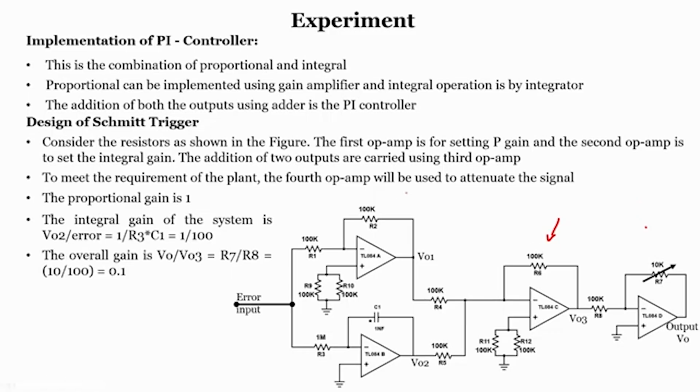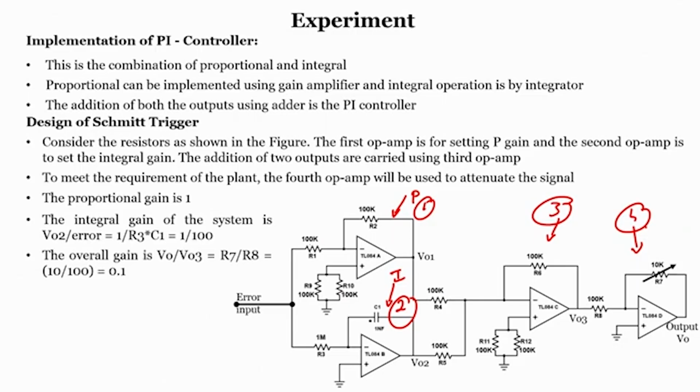So, you can see this is the proportional gain, this is the integral gain, and the addition of both is sent to this third op amp, the addition of the proportional and integral output. To meet the requirement of the plant, the fourth op amp will be used to attenuate. We can say this is 1, 2, 3 and 4, all right. So, the proportional gain is 1.